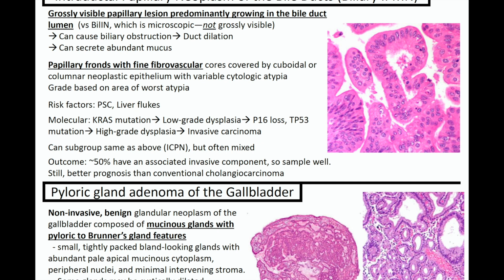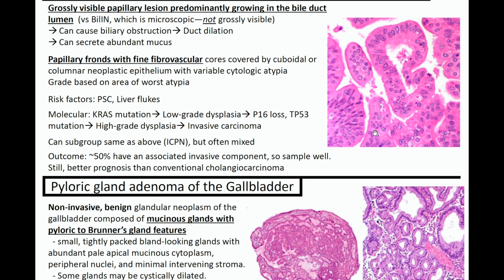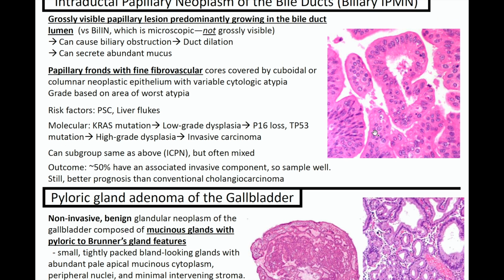The outcome, about 50% have an associated invasive component, so you want to sample these well also, and still better prognosis than conventional cholangiocarcinoma. From my experience, when I've seen these entities and sign out any kind of dysplasia, even if it's low grade, pretty much definitely want to make sure you submit the whole gallbladder. They're typically not very large specimens anyway, so it's good to be thorough and make sure that there's nothing more worrisome.